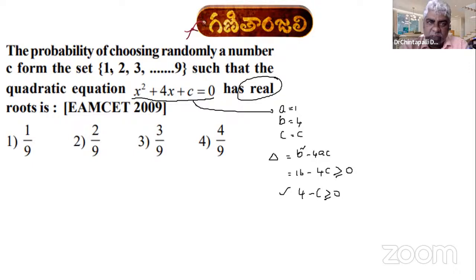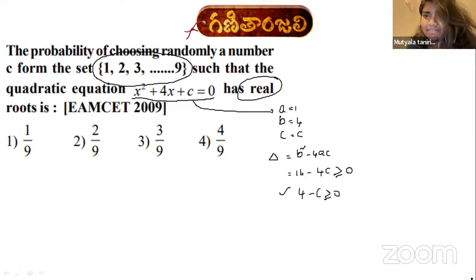Among the values 1 to 9, which numbers satisfy this inequation? Till 3 it's positive. Of course, till 4 also, because of the equal to. So the values of C satisfying this inequation are C equal to 1, 2, 3, 4.